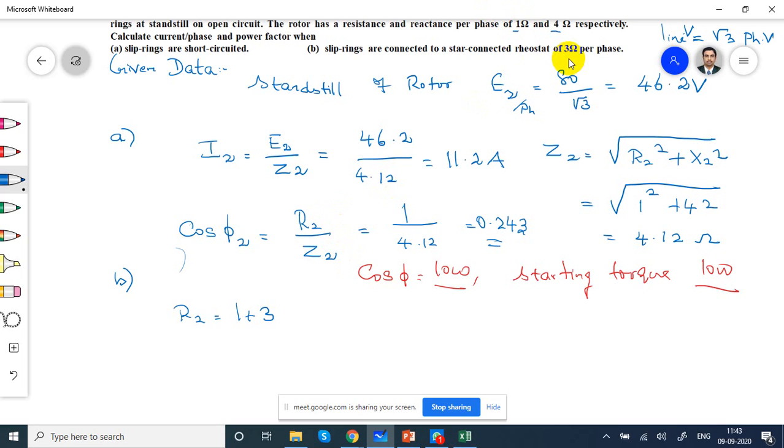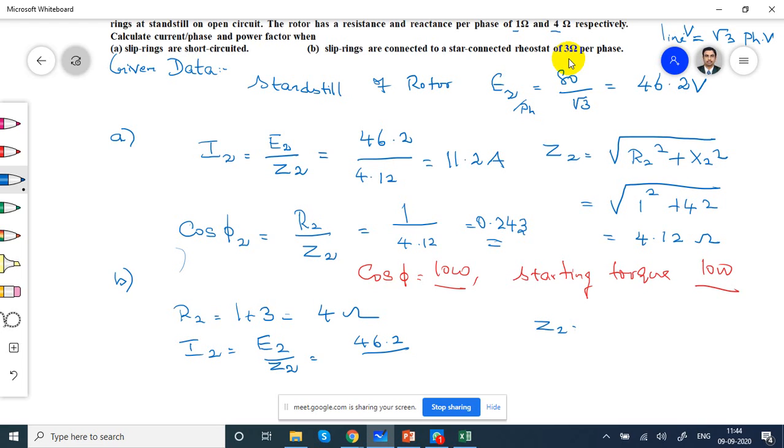Why we are adding the rheostat value? That is why we are adding the resistance value in the rheostat, to improve the power factor. Once you improve the power factor, automatically the starting torque is also increased. So 1 plus 3, you will get 4 ohms. Then we have to calculate I2. I2 equal to E2 by Z2. E2 value is already available, 46.2 divided by Z2. How much? Z2 we don't know.